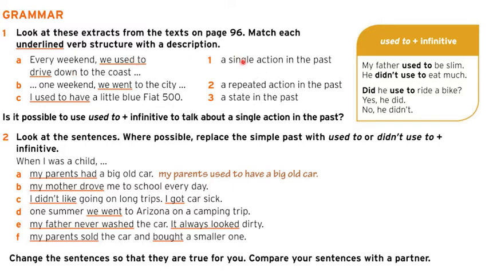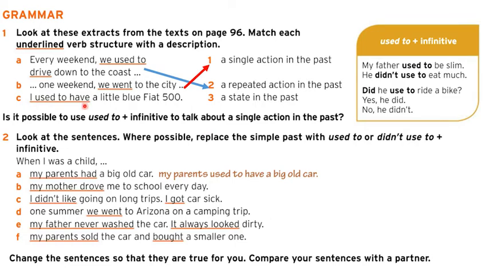Do you think that this structure we use to talk about a single action in the past, about a repeated action in the past, or about a state in the past? What do you say? One, two, or three? Very good. We use it to talk about a repeated action in the past. Then in letter B we have, one weekend we went to the city. Are we using this structure to talk about a single action in the past or a state in the past? That's right, a single action in the past.